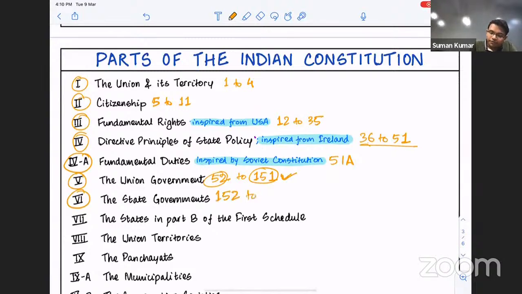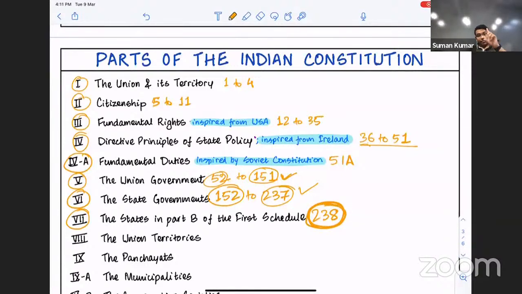And if it is getting covered at 151, state government, which is next, needs to start from 152. So this again is 152 to 237. How do you need to remember? Again, when you study the chapter on state government and study the provisions, you will remember that it is 152 to 237. If it is till 237, what is Part 7? It has to start from 238. 7 can be a placeholder for you. Why? States in Part B of the First Schedule; it can be a placeholder because Part 7 has only one article, which is 238. If you remember this as a placeholder, all the above you can arrange, right?